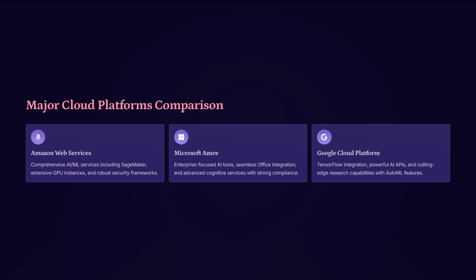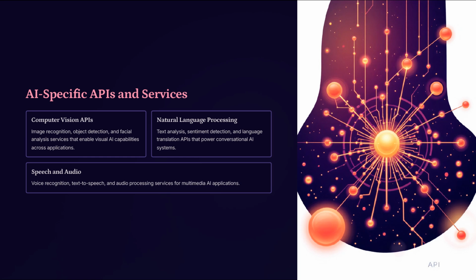Lastly, Google Cloud Platform excels with its deep integration of TensorFlow, offering powerful AI APIs and cutting-edge research capabilities through features like AutoML, which automates model building. Next, we'll explore specific AI APIs and services, starting with computer vision technologies that are revolutionizing image recognition and object detection. Stay tuned.